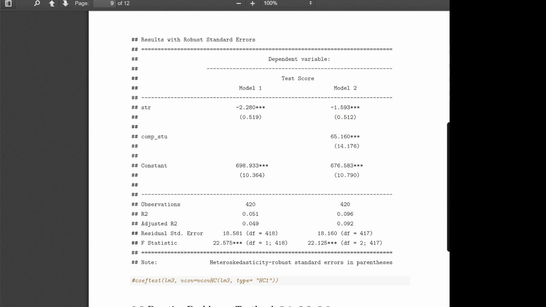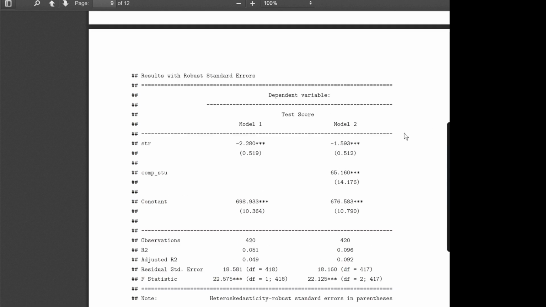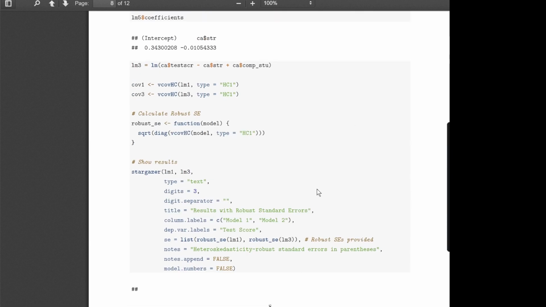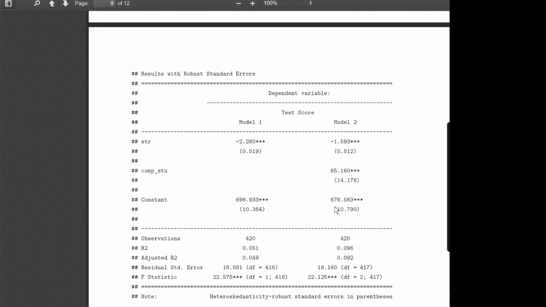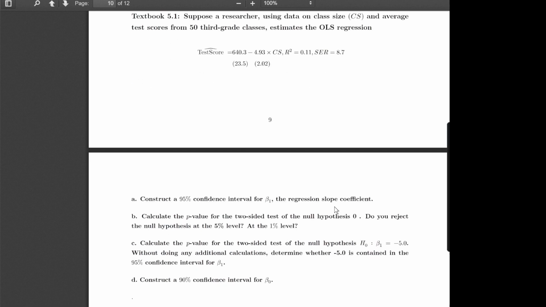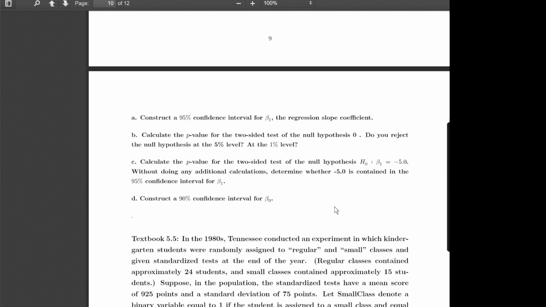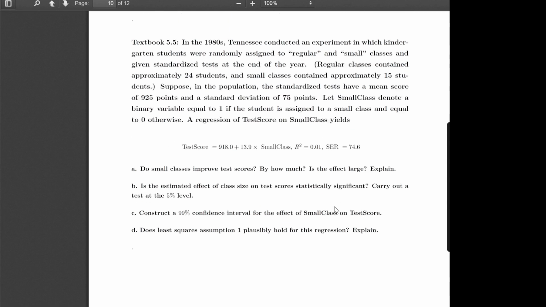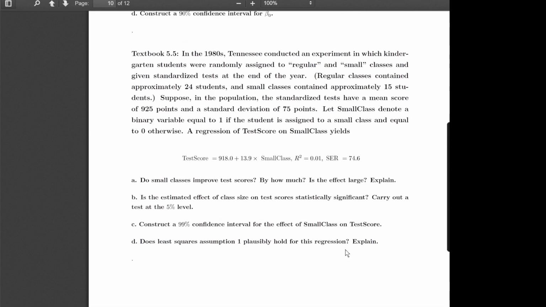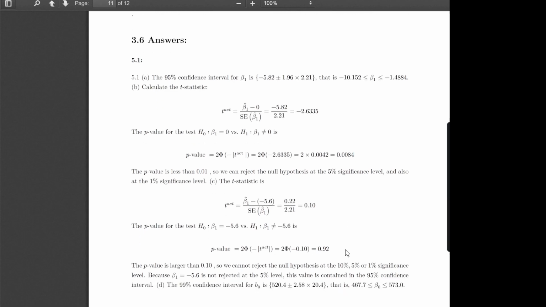Okay. So here we also use the heteroskedasticity-robust standard errors in parentheses. And I have all the code here. You can see how I did this in the copy. Yeah. And also we have practice problems, textbook practice problems 5.1, 5.5, 5.6. You can do these when you have time, and you're welcome to come to me if you have any questions.